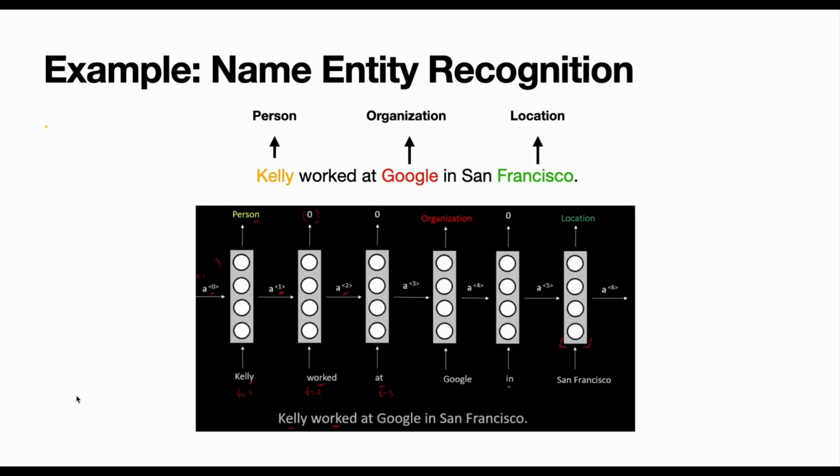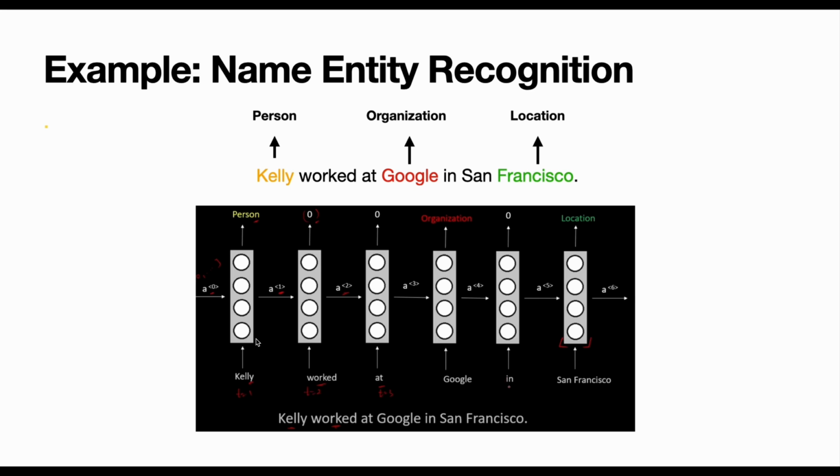This slide shows how an RNN can be used for named entity recognition, NER, a task in natural language processing, NLP, where entities like people, organizations, and locations are identified in a sentence. Example sentence: Kelly worked at Google in San Francisco. The model identifies Kelly as a person, Google as an organization, San Francisco as a location.